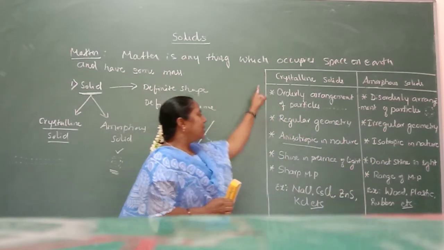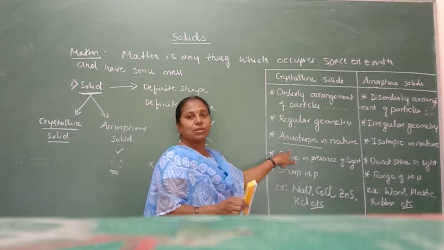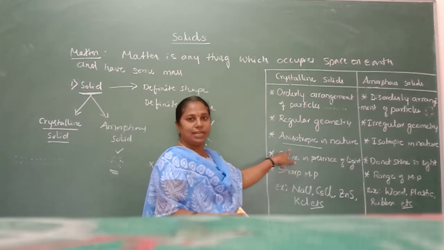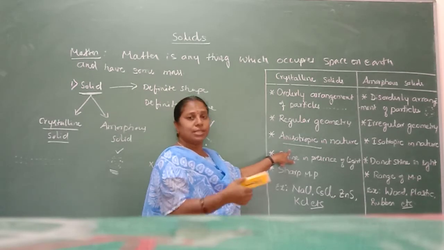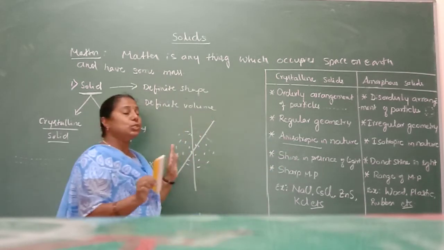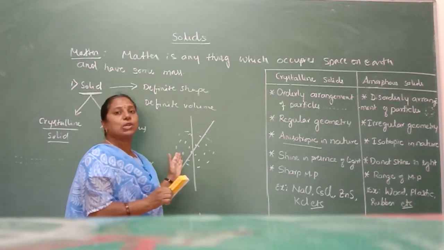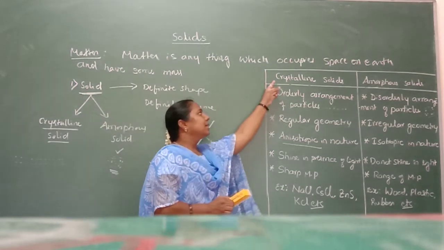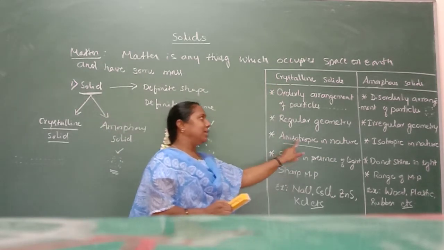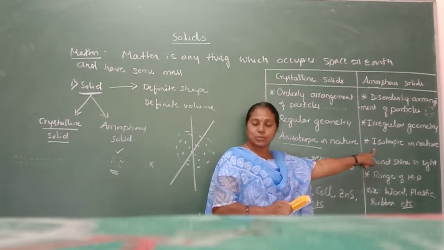So why are crystalline solids anisotropic in nature? Because the values of physical constants are different in different directions because of the orderly arrangement of particles. In the different directions, there is no arrangement of particles equally in all the directions. So because of that reason, crystalline solids are anisotropic in nature.